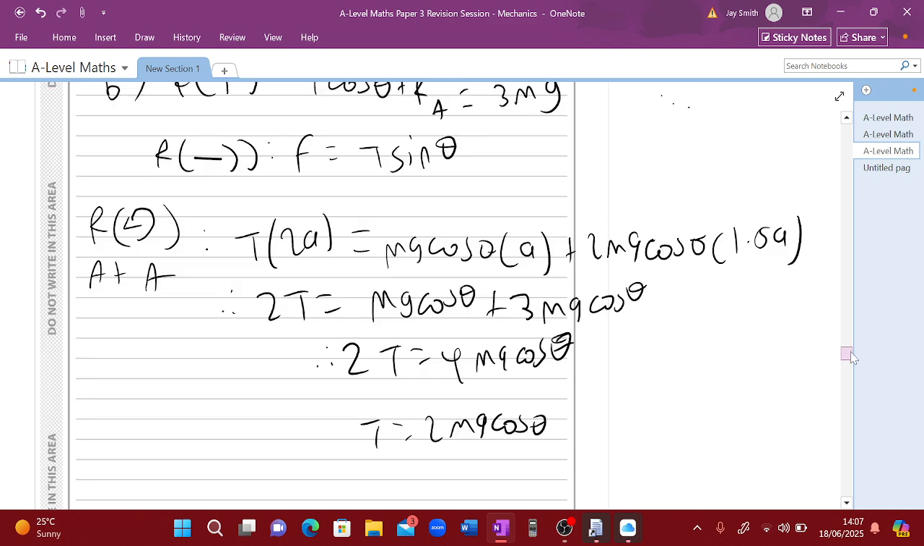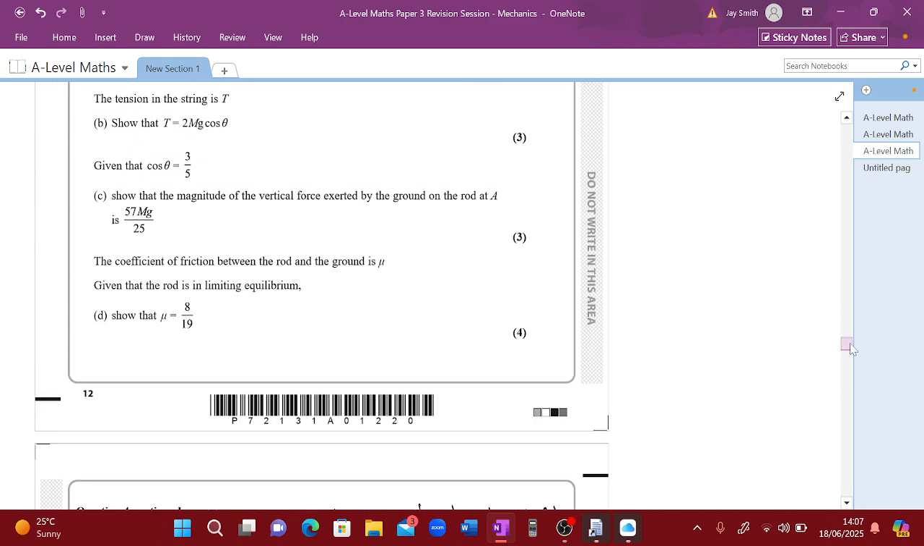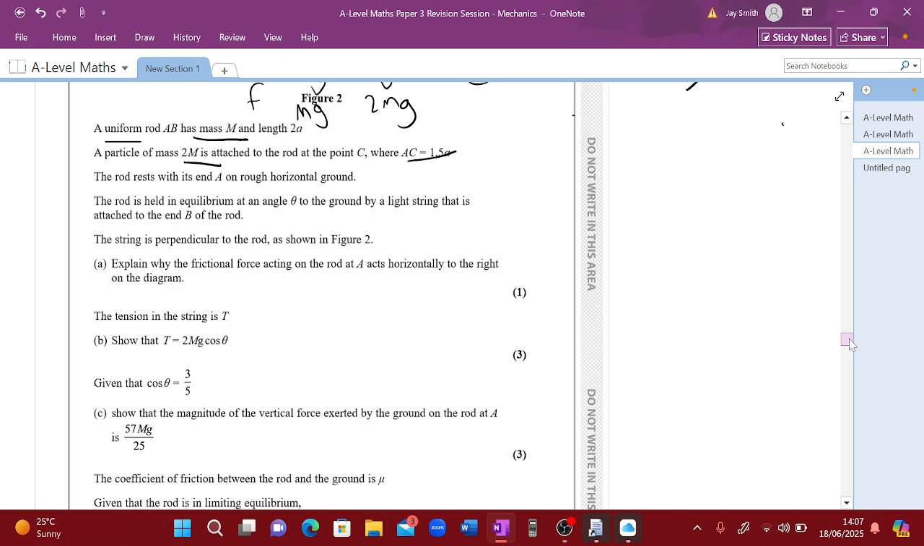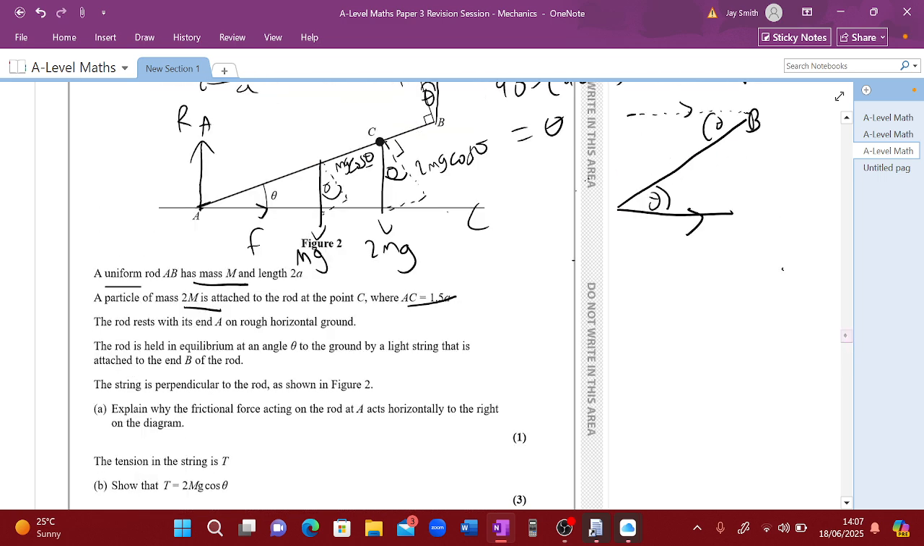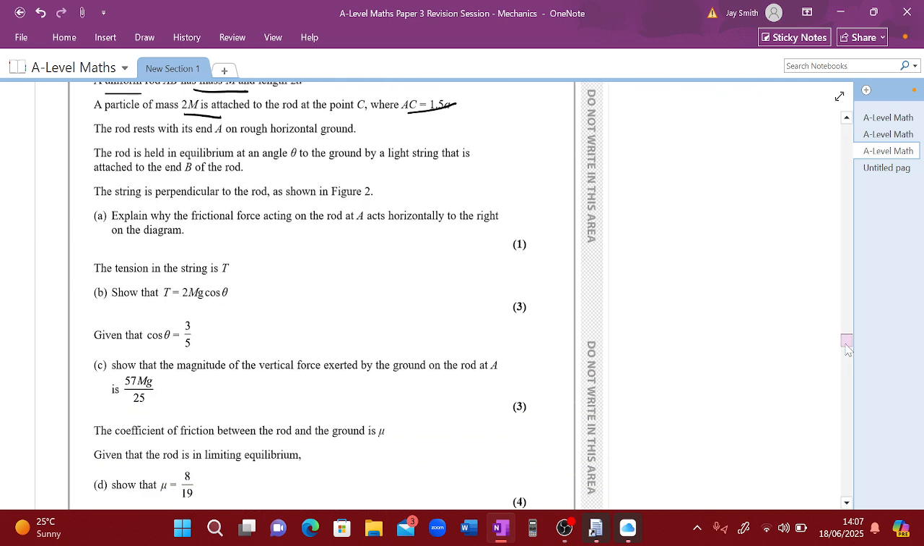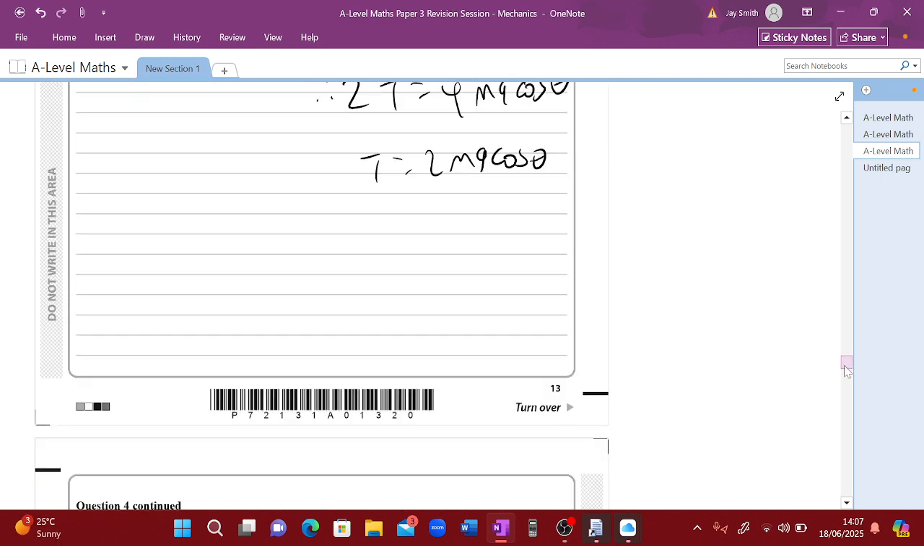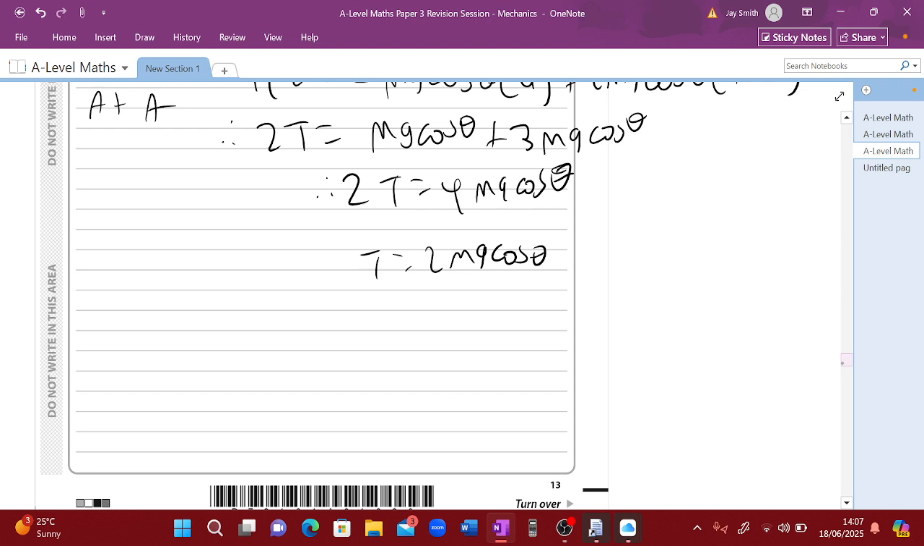There we go. So then part C, again, we probably have to use the other resolving. Okay, cos theta is 3/5. Show that the magnitude of the vertical force exerted by the ground. So we need to find R_A essentially. Because A is the vertical force, remember? The vertical force at A. So we want R_A. So to get R_A, again, we have to use our equations again to solve for R_A.